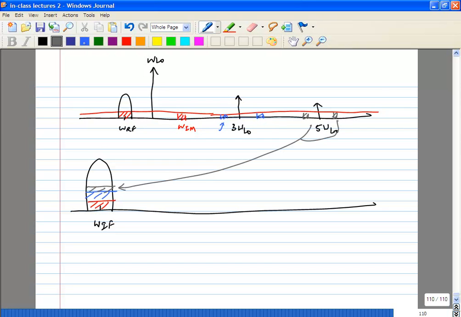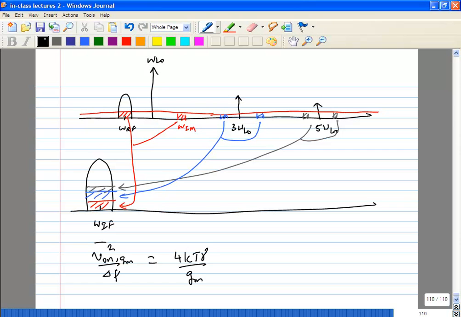Noise from this guy, noise from these two guys, and noise from these two. So let's call this GM over delta F. This is your input noise per spectral density of current.